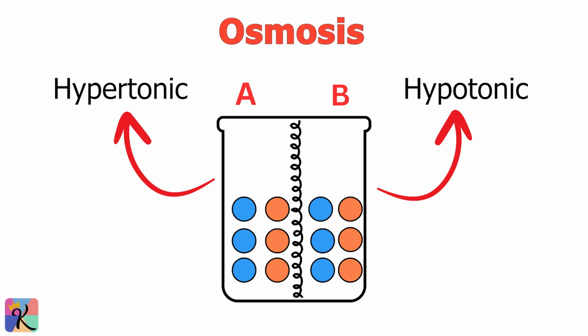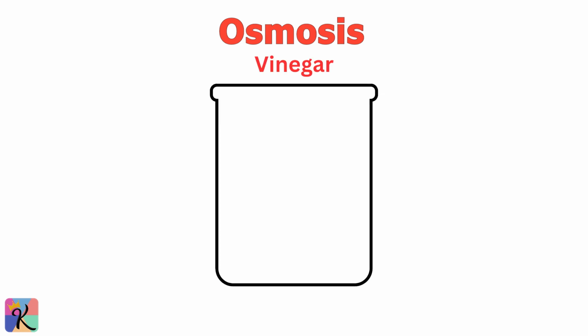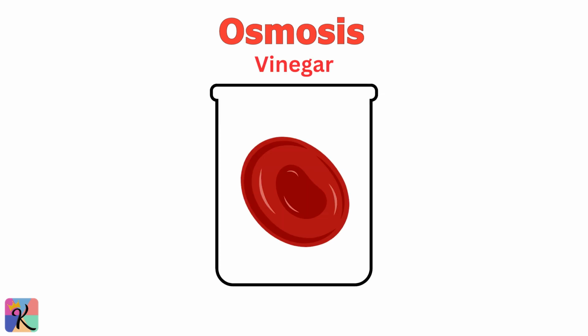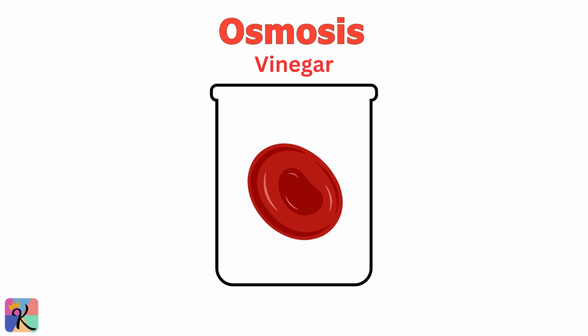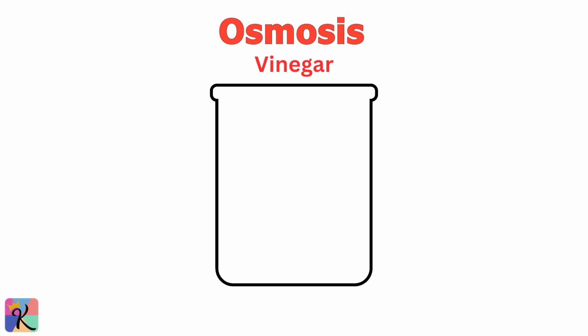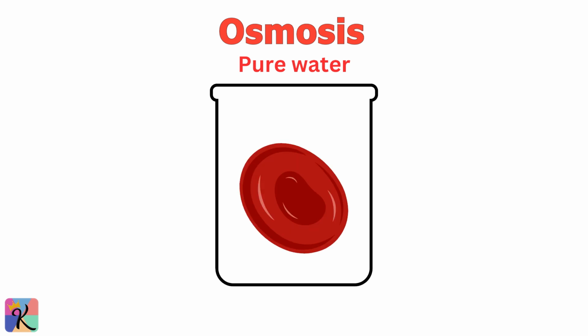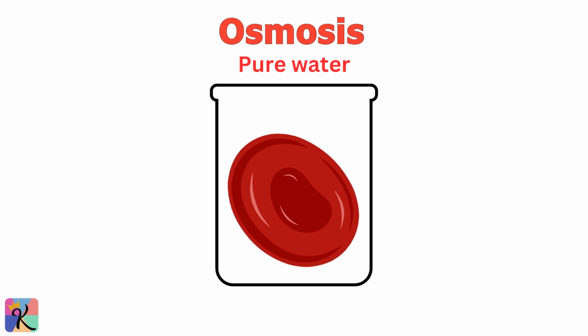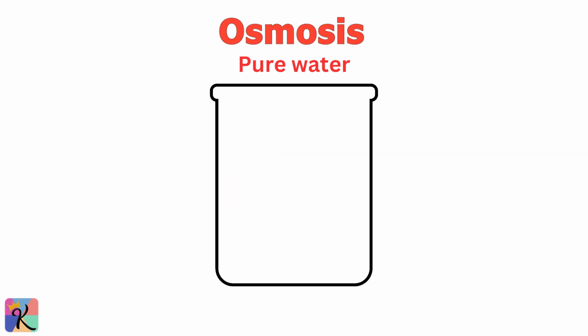Osmosis is not just a lab phenomenon, it's crucial for our cells. Let's say we take a red blood cell and place it in a hypertonic solution like vinegar. The surrounding solution has a higher concentration of solutes than the inside of the cell, so water molecules will move out of the cell. As a result, the cell shrivels up, almost like a raisin. Now, what if we place the red blood cell in a hypotonic solution, like pure water? Water molecules will rush into the cell, causing it to swell up and eventually burst. Not exactly a good outcome.